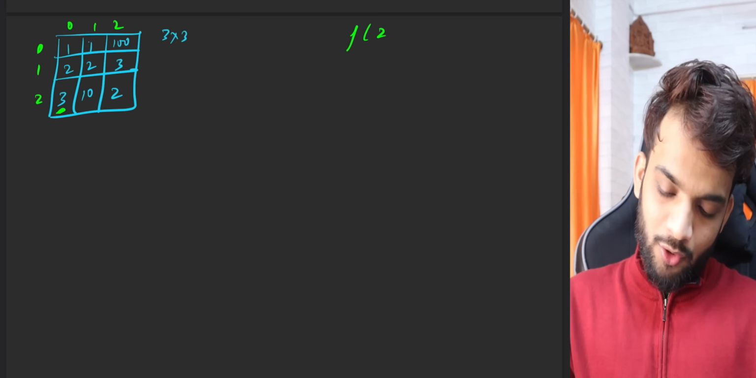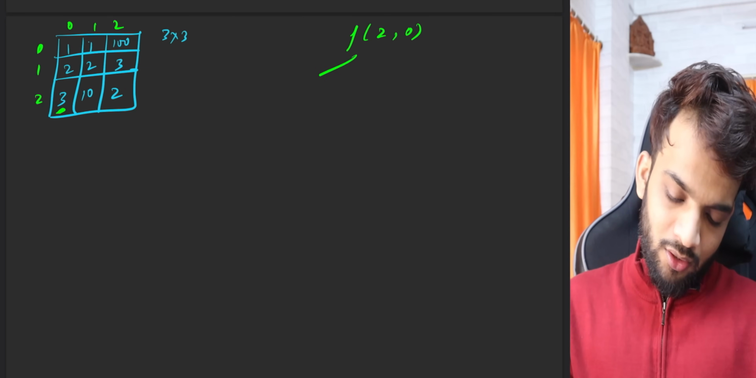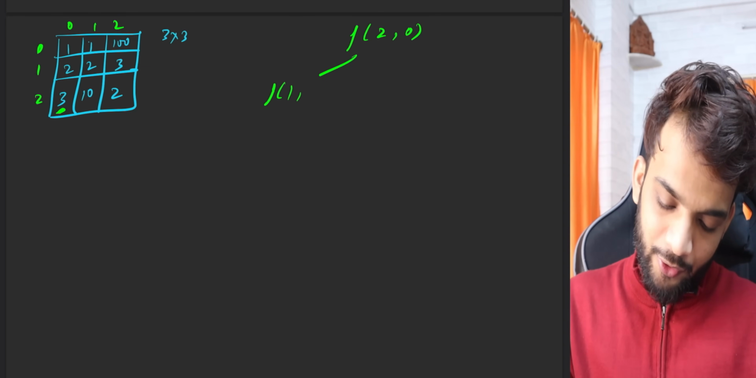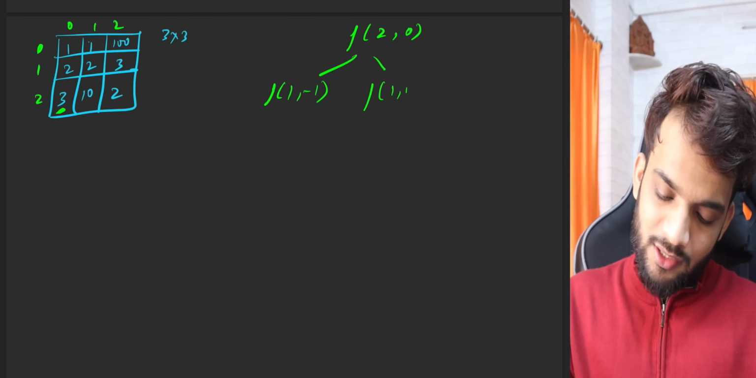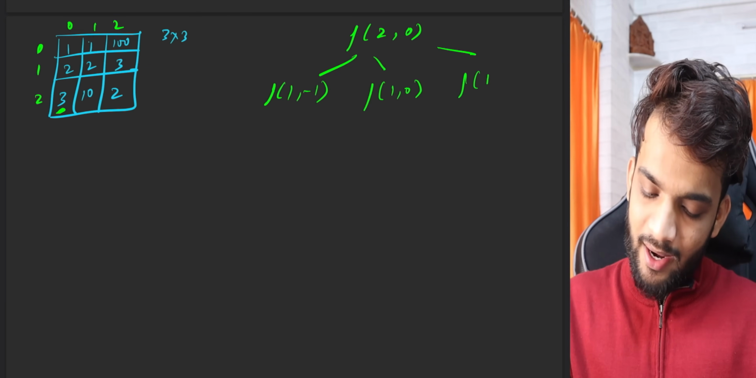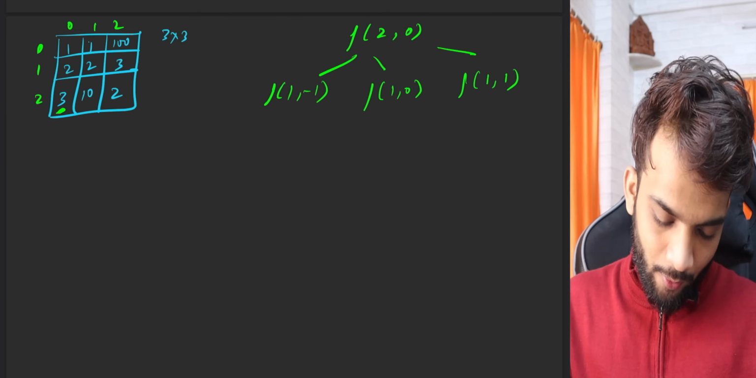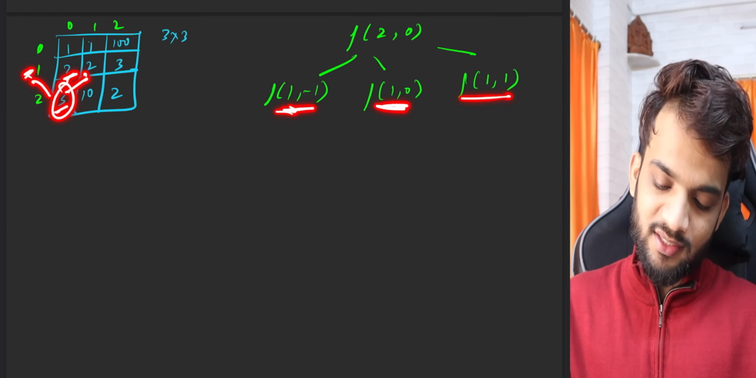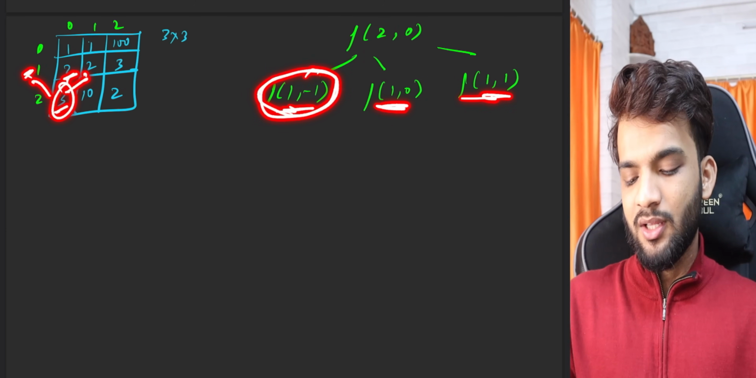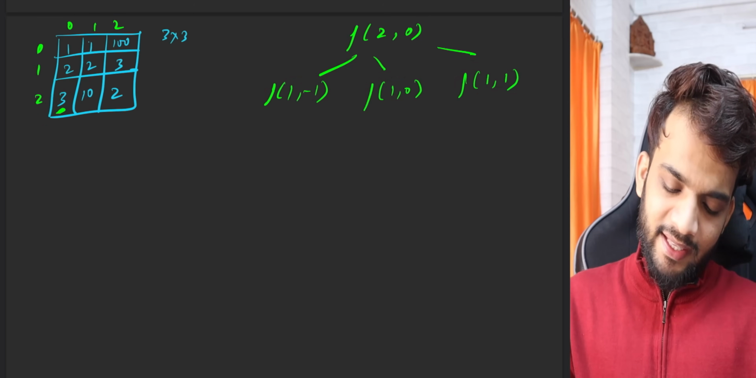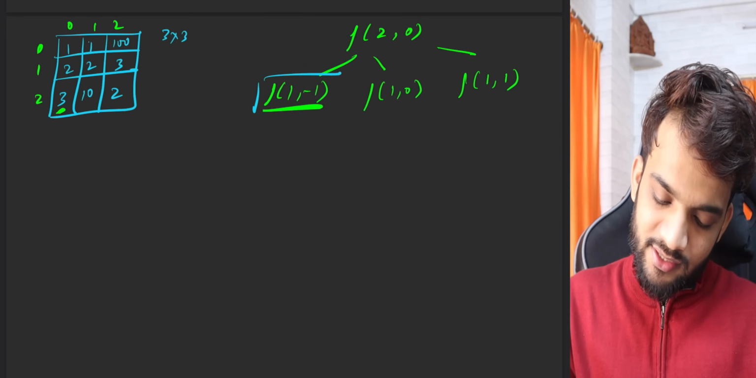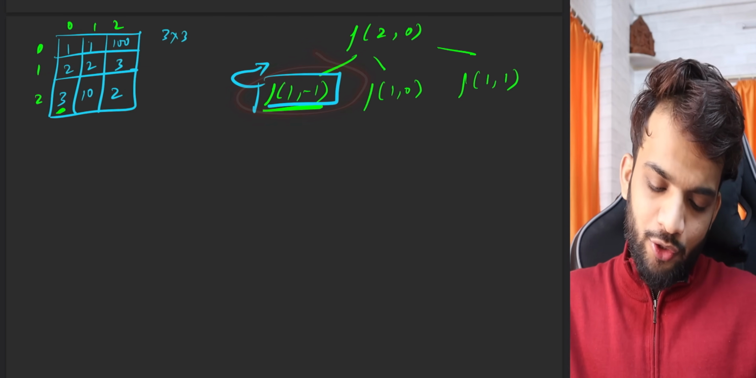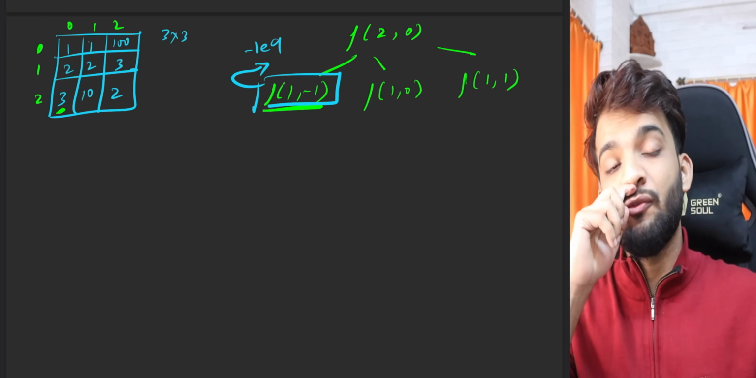So you can start from 2, 0. The left diagonal will be f of 2, minus 1. Sorry, rather 1, minus 1, because you're moving to the upward row. The upper one will be 1, 0, and the other one will be 1, 1. So basically from here, you can move here, that's this. You can move here, that's this. You can move here, that's this. Now, this will be executed first, then this, and then this. So this is an out of bound case, and since it is out of bound, it is going to return a negative value because you're looking for the maximum path sum.